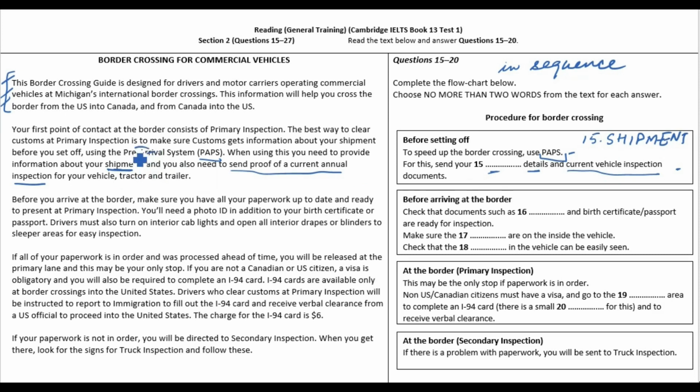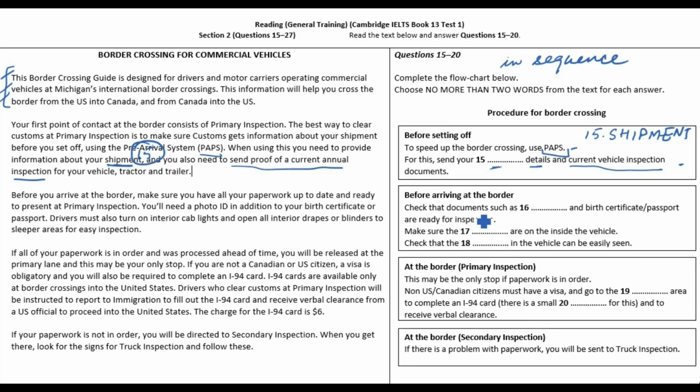Now we start with the next one, 16th. Before arriving at the border. And we know the answer is here because it's mentioned right here, before you arrive at the border. Check that documents such as something and birth certificate and passport are ready for inspection. Such as tells me that it is an example. So I'll be on a lookout for some kind of a synonym to this. And obviously I'll also be on a lookout for birth certificate, passports.